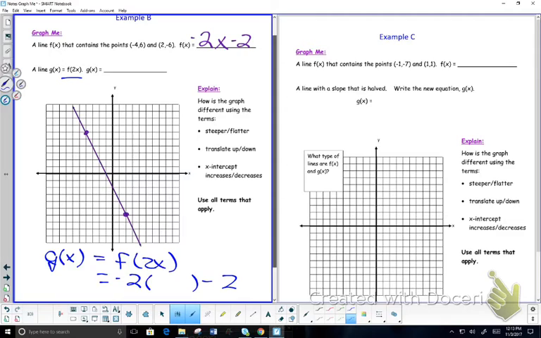So instead of putting x, I'm going to put parentheses. What am I going to put in my new parentheses? 2x. So would this simplify? What would it become? Negative 4x minus 2? Yes. Is that slope-intercept form or HK form?